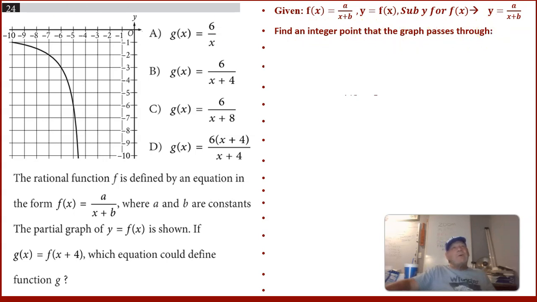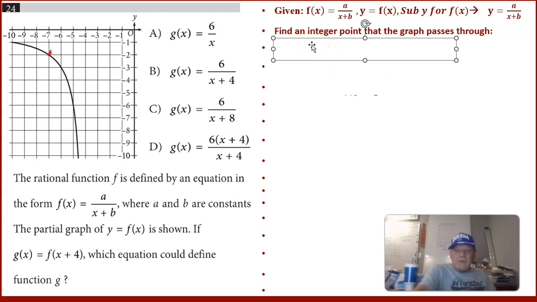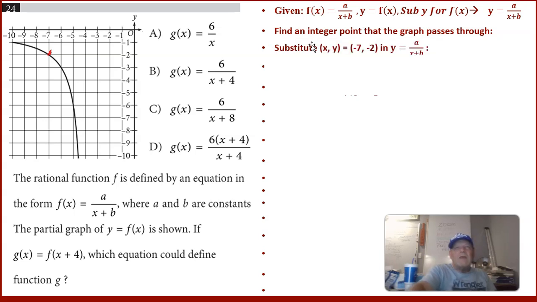All right. So we're going to find an integer point that the graph passes through. The first one and the easiest one to see right away would be this point right here. I just highlighted it in red. That is an integer point. We want integer points because we're substituting them in and then doing the algebra. So what is that point? That would be -7, -2, I believe. Yep.